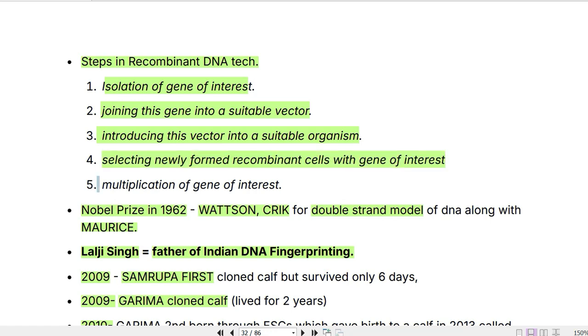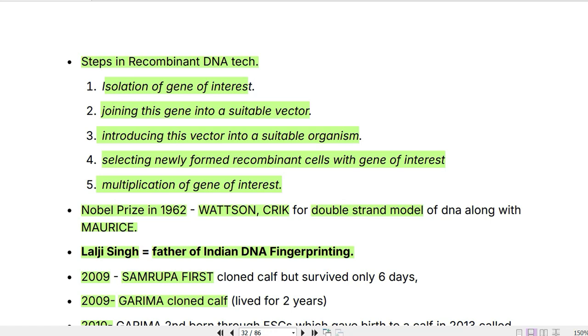Then you have to simply multiply those genes of interest. So I'm going to repeat that. The steps involved in recombinant DNA technology: you have to first isolate the gene of interest, you have to put that into a vector, then you have to introduce the vector into a specified organism, a suitable organism.